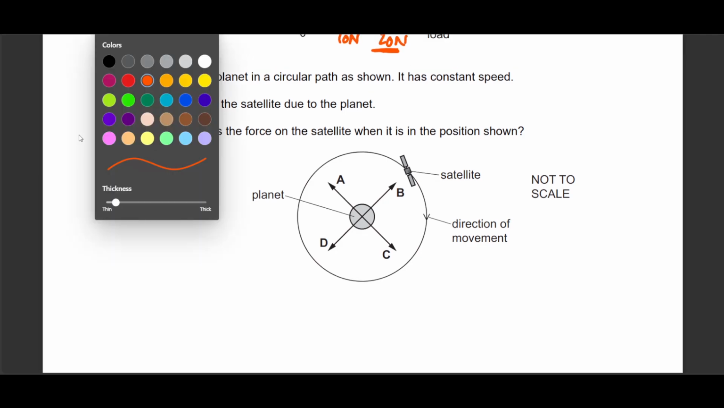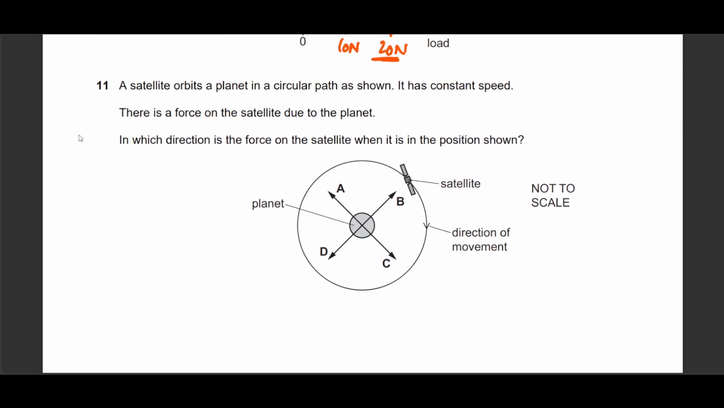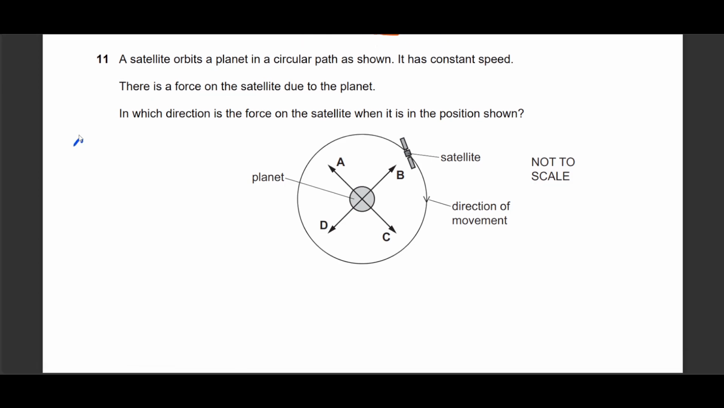Question number 11 was the tricky one this year. You see, for the question involving circular motion, the students have practiced that in quick succession, this is from a circular motion question topic. In quick succession, they would look at the question and just mark B and be done with this. They wouldn't even spend time reading the question.